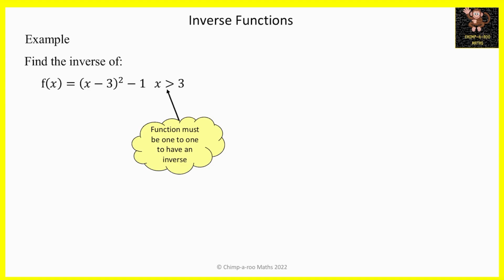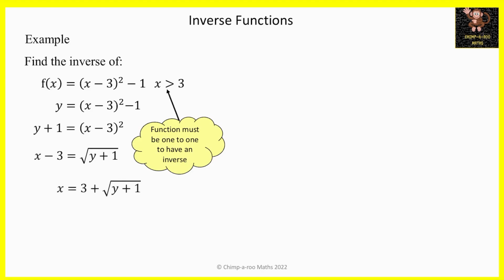Let's have y equal to that and start to undo it. So we had x, we took away 3, we squared then took away 1. So undoing that, let's add 1 first of all, giving us x minus 3 all squared. Then let's square root both sides. So x minus 3 is the square root of y plus 1. And then x is 3 plus the square root of y plus 1. So we put that into our notation. f to the minus 1 of x is 3 plus the square root of x plus 1.